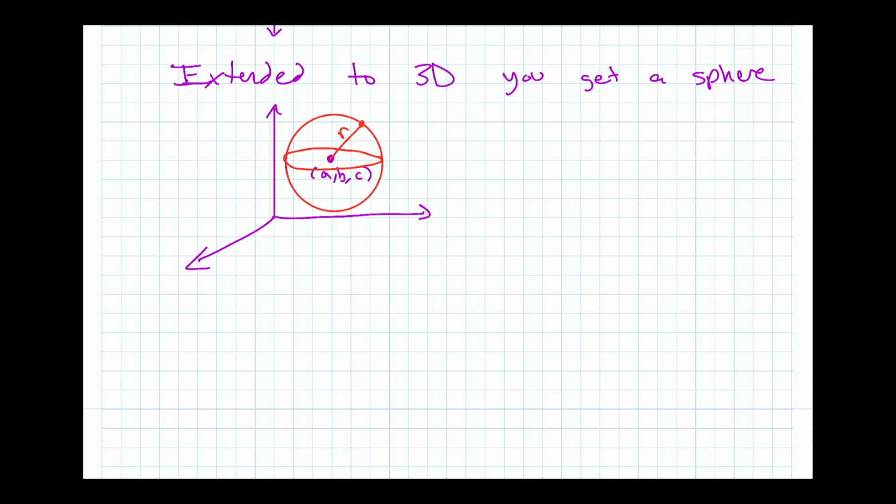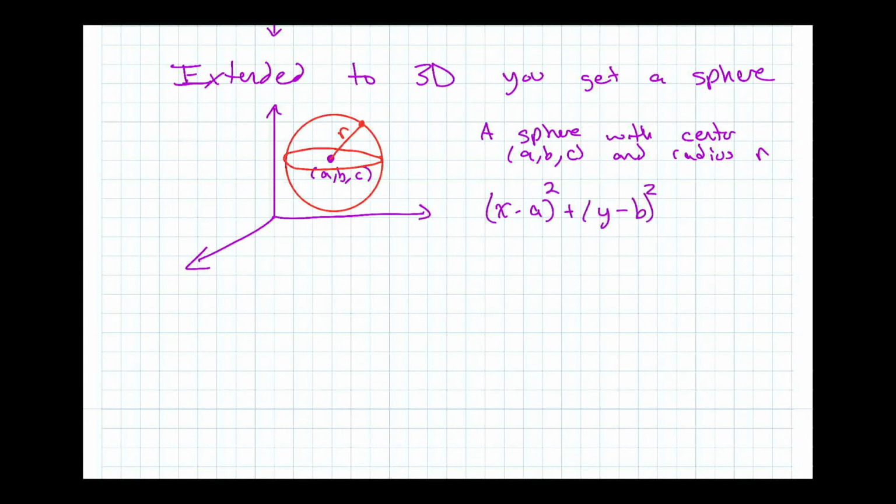What do you think the equation of that is? Well, it's exactly what you would probably expect. So a sphere with center ABC and radius r is x minus a squared plus y minus b squared plus, you just add the z on the list here, z minus c squared equals r squared.